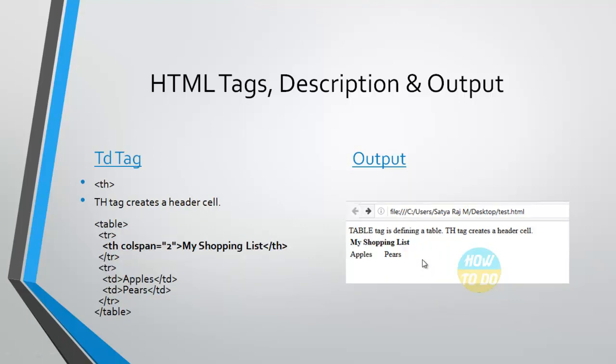Next comes the TH tag, the header of the cell. By using this, you will be able to give the header to the column of that particular table, and this is the output for the same. Here these are the columns apples, pears, and on top of it you are getting the header.